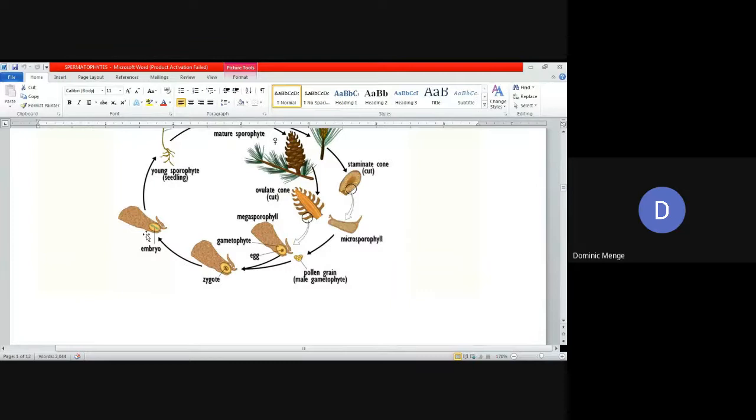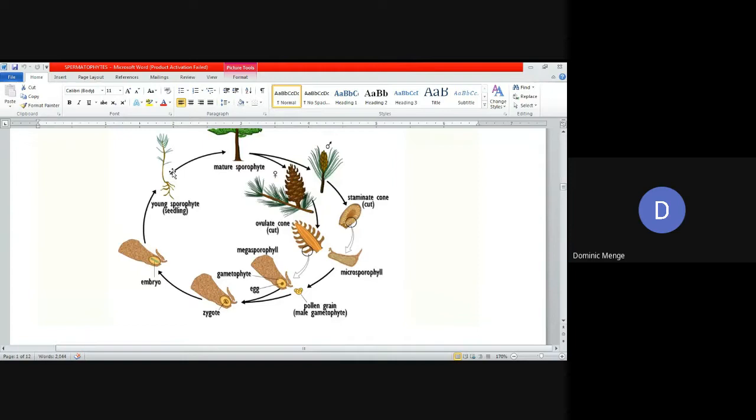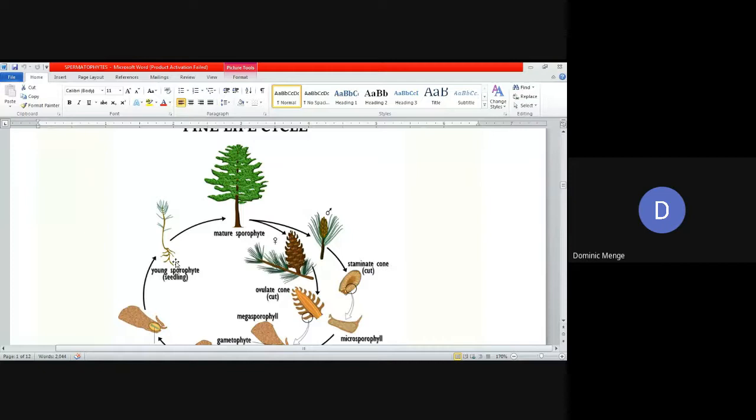So winged seeds, if they land on a conducive environment, they germinate. They germinate into a young sporophyte pine tree. And that's the one that I've actually displayed there. There's a young sporophyte tree that has germinated.